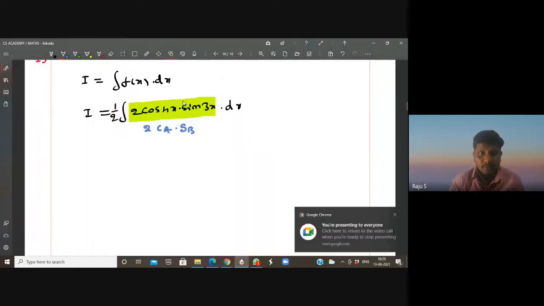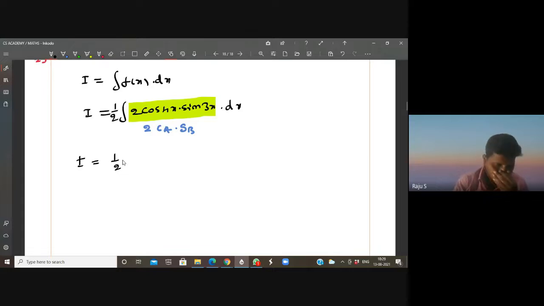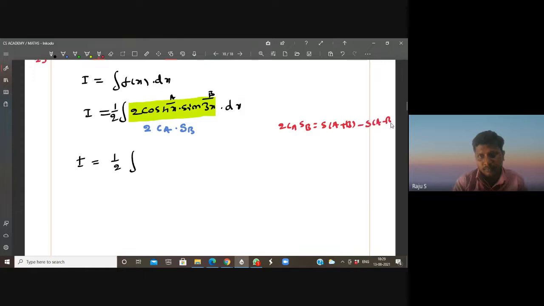It is in the form of 2 cos A cos B. Simple. I is equal to 1 by 2 times of integral. What is the formula? This is A, this is B. 2 cos A sin B becomes sine of A plus B minus sine of A minus B.